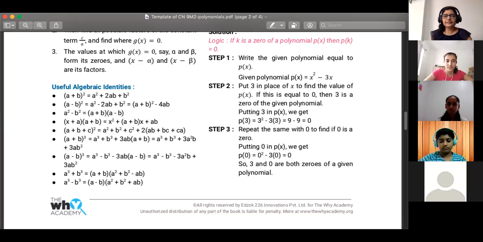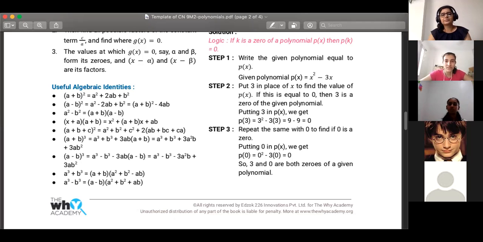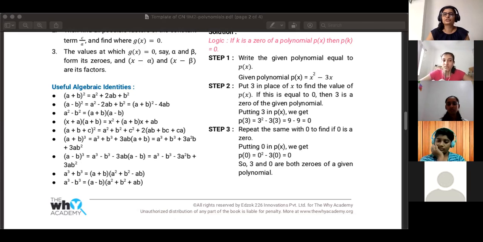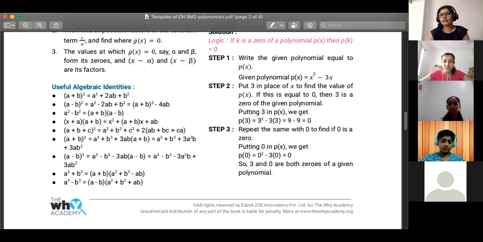So identities are just like formulae, the way you have area equal to length into breadth, or volume is equal to length into breadth into height. Similarly, identities also help you. They're like formulae for expanding squares or cubes or particular types of multiplications that you have for algebra.